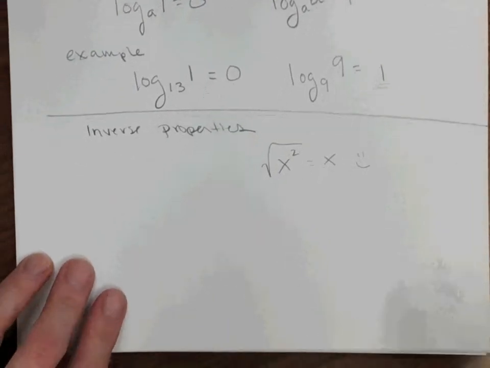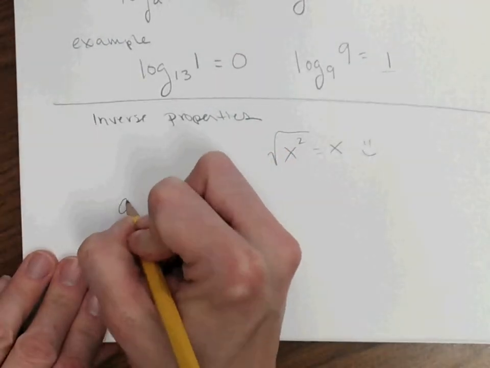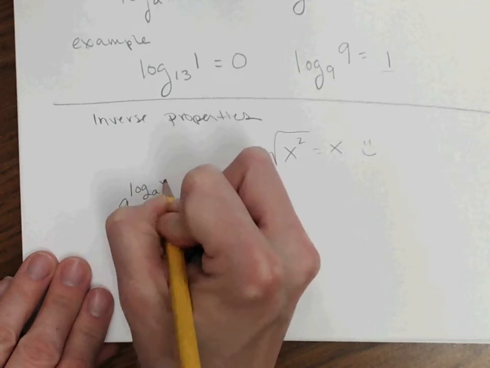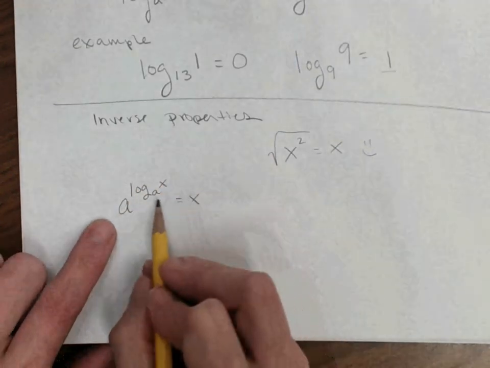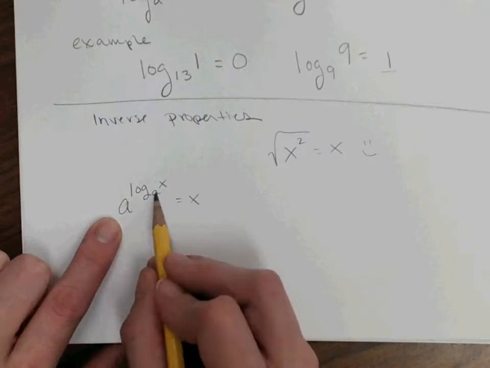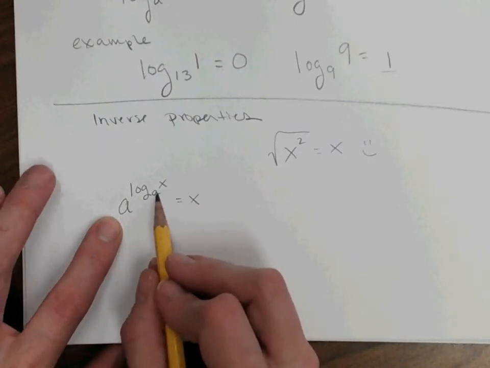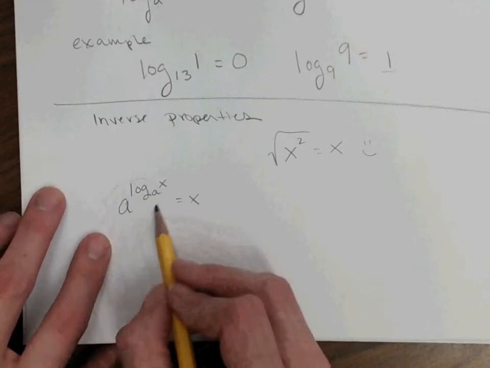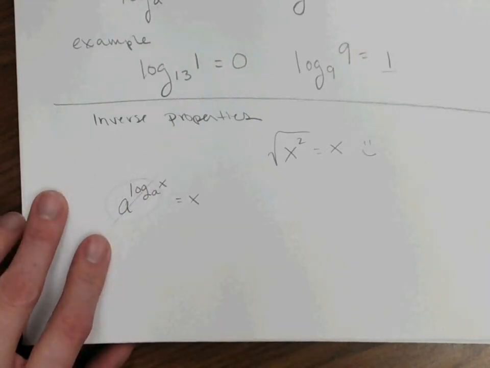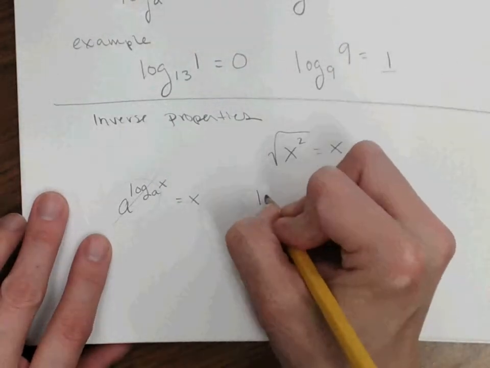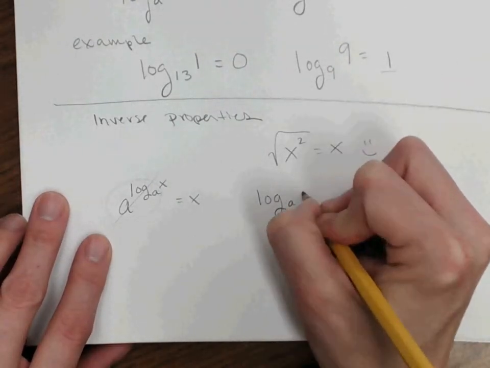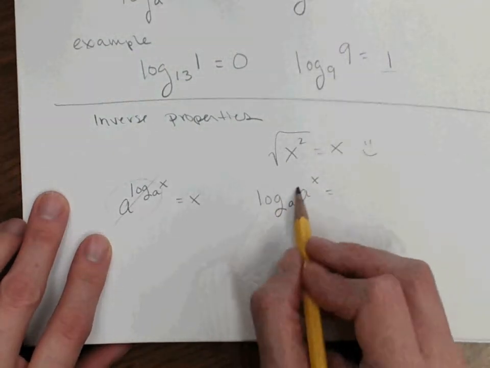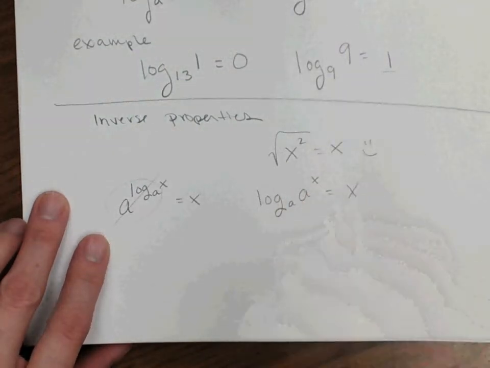So if I have a raised to the log base a of x, that's going to be equal to x. Notice I've got a and a here, right? I have the same base. So if I've got a log up here in my exponent with the same base, this whole part here cancels itself out. And I'm just left with x. Likewise, if I've got log base a of a to the x, well, this whole part here just cancels out, and then my x is left all by itself.